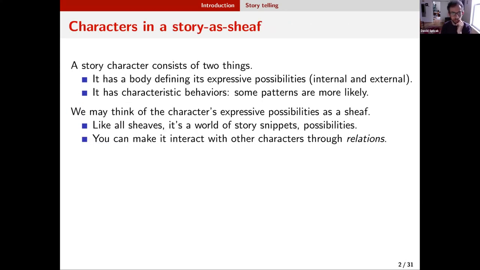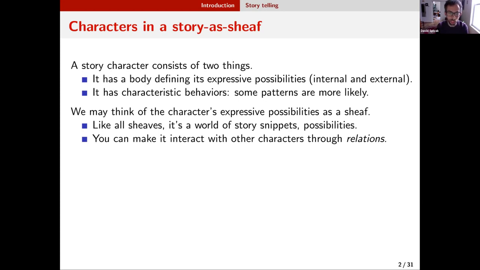And so I want to think of the characters in a story. Characters in the story are sheaves. So a character has two things. First of all, it has some kind of body. And by body, I mean what its expressive possibilities are, like the fact that I can talk or move, look around, et cetera. These possibilities of what I can do form a sheaf. But more interestingly, it has characteristic behaviors: out of all the things I can do, some patterns of behavior are more likely than others.